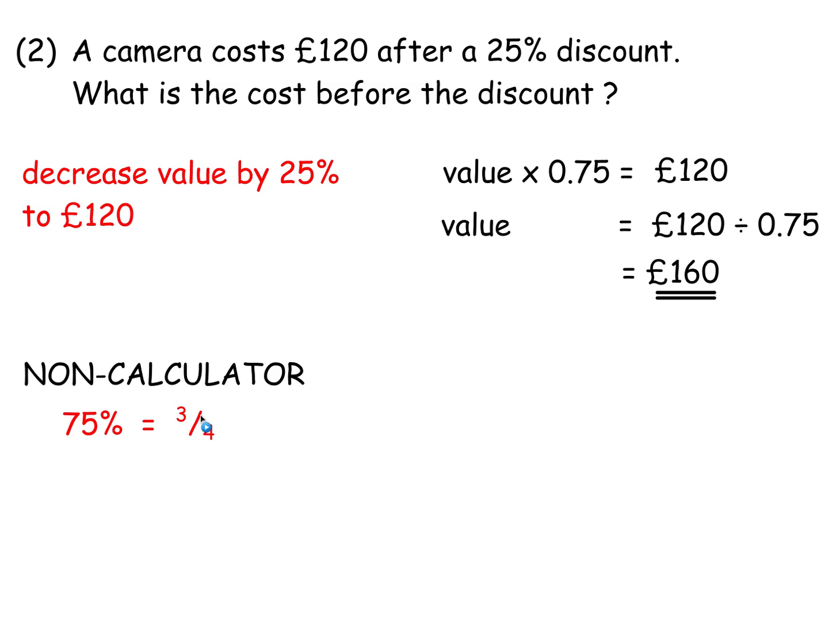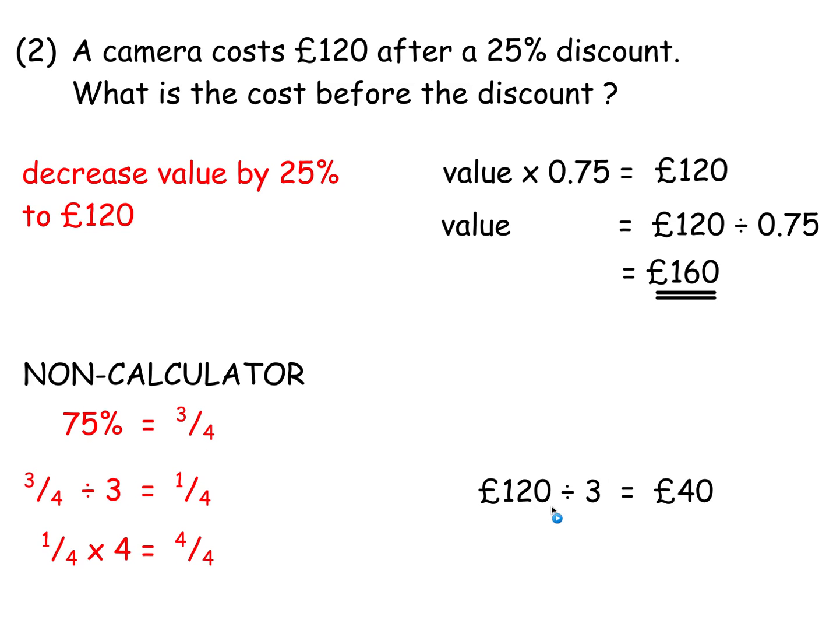So if you take what you're paying and divide it by 3, you're finding out what 1/4 would be. So 3/4 is £120. Divide by 3 and you're finding out what 1/4 is, and then multiply by 4 and you get 4/4. That's the full original price. So £120 divided by 3, and you're finding out what a quarter would cost, and times that by 4, you've got 4/4. So that's bringing it back to fractions.